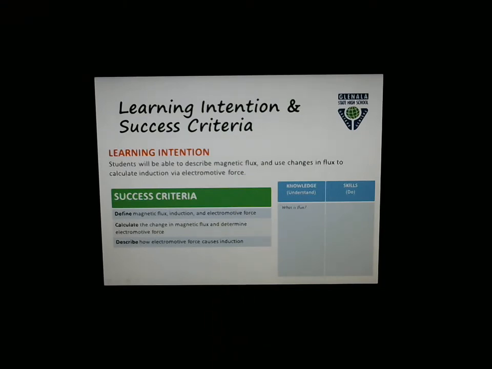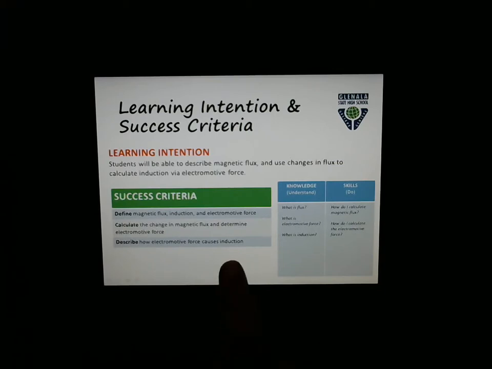So in terms of our knowledge, we need to know what flux is first. We need to know what electromotive force is. We need to know what induction is. Without these, we can't define them, and then we can't describe it. And then in terms of skills, how do I calculate the electromotive force? And how do you calculate magnetic flux?